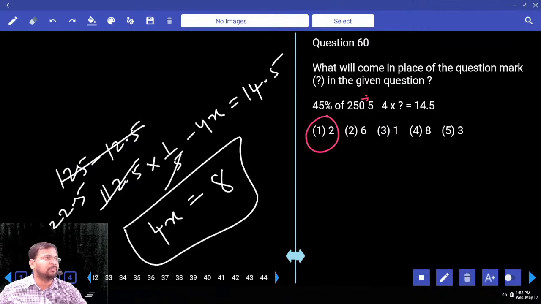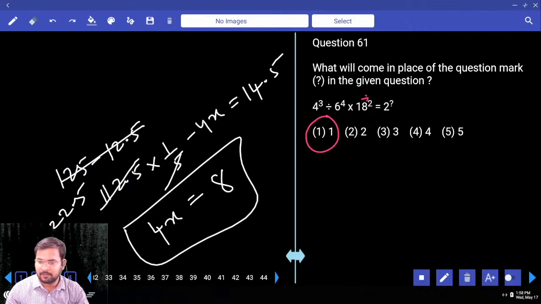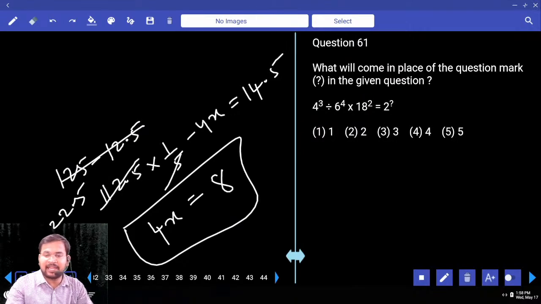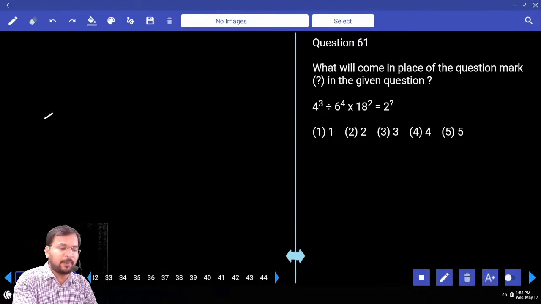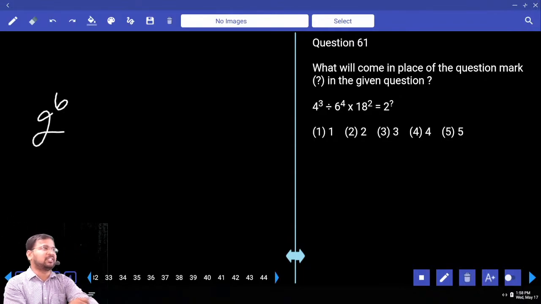Shall I go for the next question? Are you ready? Question number 61, na? Now, on the RHS they have given 2 power something, na? The remaining values you have to convert into 2 power something. So 2 power 6, 4 cube is nothing but 2 power 6, na?